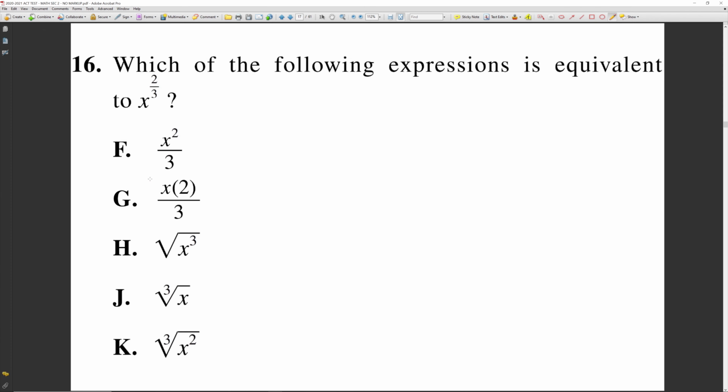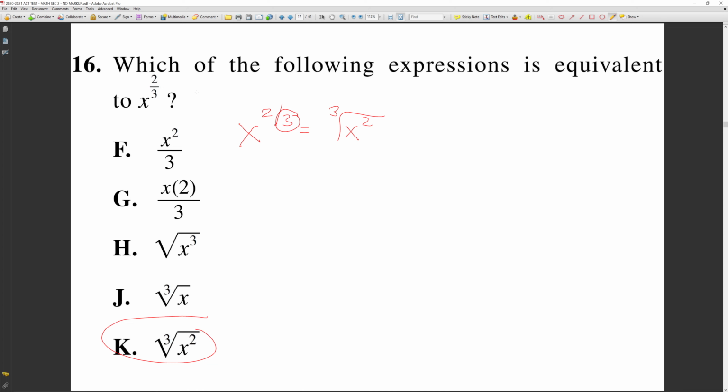Awesome. 16. Which of the following expressions is equivalent to x to the 2/3 power? So you have to rely on your knowledge of exponents. So what you need to do is you take x to the 2/3, which is really equal to x squared. And because the 3 is in the denominator and the power is the root to the power of that number, so this becomes root 3. The answer of this is K.